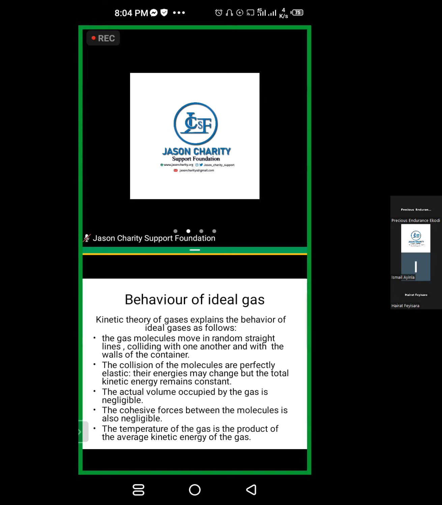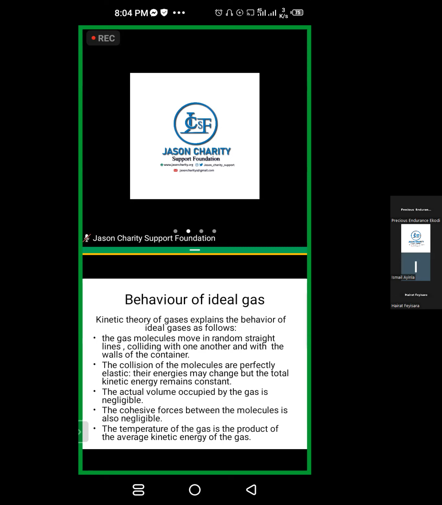Now, the behavior of ideal gas is guided by the kinetic theory of gases. If you remember, last week we said the kinetic theory says that all matter is made up of tiny particles that are in constant motion. So now, the kinetic theory of gases explains the behavior of ideal gases as follows.